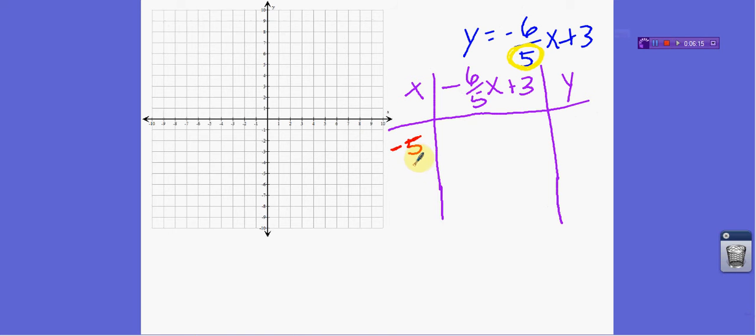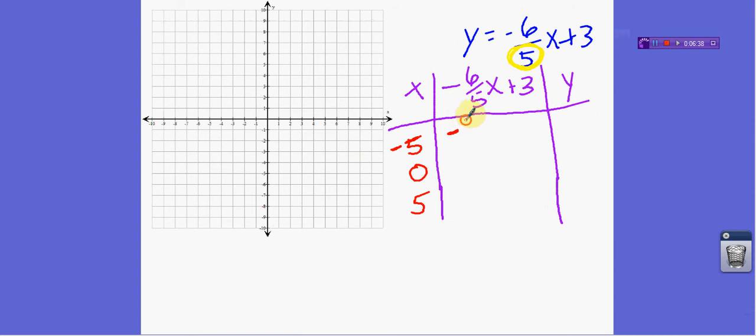Now I'm going to count by 5s since this is a 5 here. Negative 5 plus 5 is 0. And then 0 plus 5 is 5. I could put 10 on here as well, but I'm not going to. If there's fractions, let's just go with 3. A lot of times if you try to put more than 3, it's not going to fit on such a small graph, so it's not even worth it anyways.